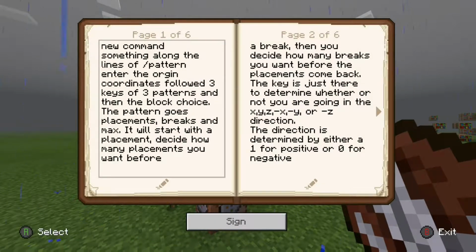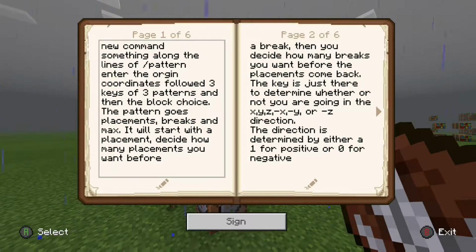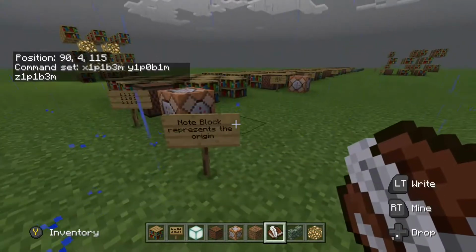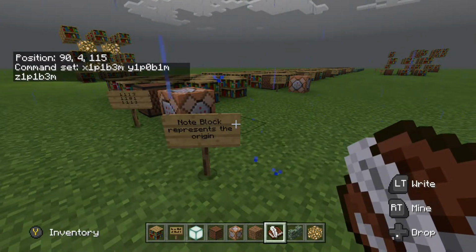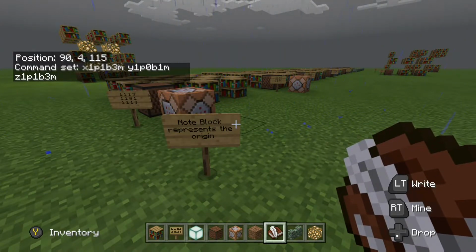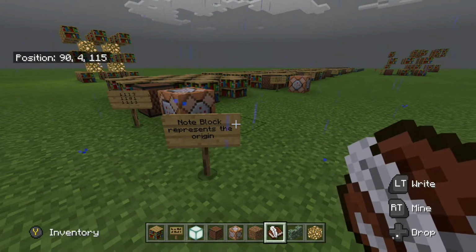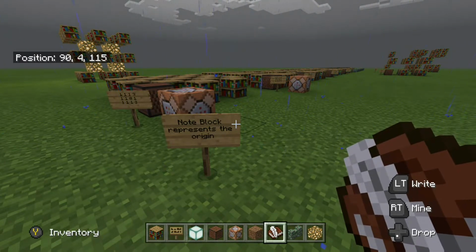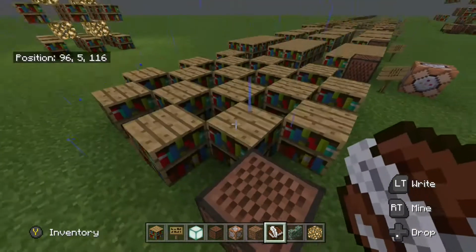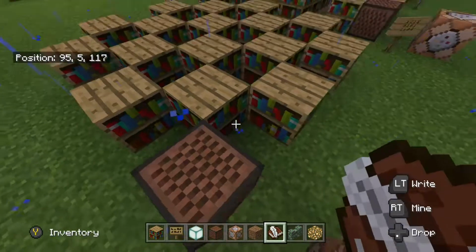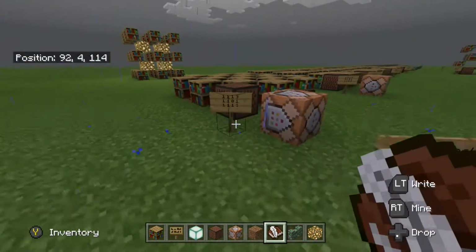So you enter the origin coordinates, which would be where the note block is. Remember that note block I had? I have the sign right here, right? The note block is supposed to represent the origin. Because it represents the origin, in reality it would be a bookshelf if you were to type the command. But so that the people who are looking at this can understand, this is where, if you were to sit here where this note block is and type the command, then that's how the command would work out.